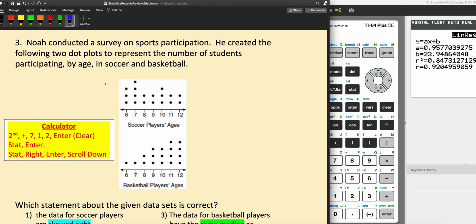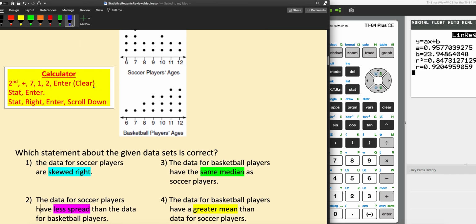Okay guys, now notice in number 3, this one will take some work, but here's the good news. It's going to use the calculator, which is awesome. Now we learned this already, we learned the buttons, but I put them here for you just as a review, so if you do need them, here they are. It's exactly what you need for this type of problem. The problem says, Noah conducted a survey on sports participation. He created the following 2 dot plots to represent the number of students participating by age in soccer and basketball. Which statement about the given data sets is correct?